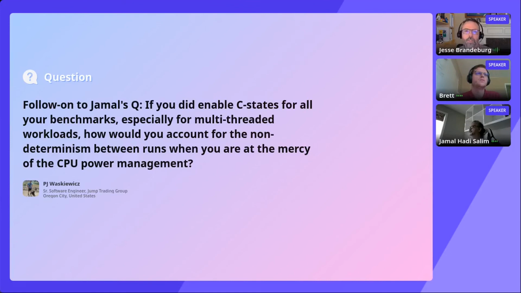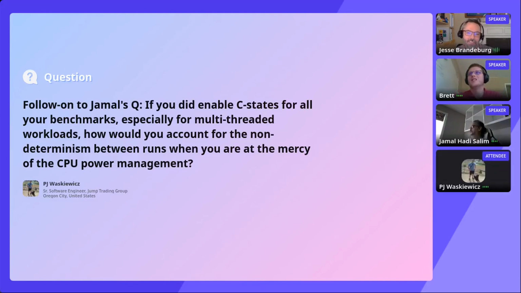Well, the non-determinism of the run was accounted for in that we ran the test 11 times. It took an average. I mean, how else do you handle non-determinism, right? You just take a bigger data set. So 3 could be good enough, but when you're running 30-second tests, it's not too bad to run it 11 times.